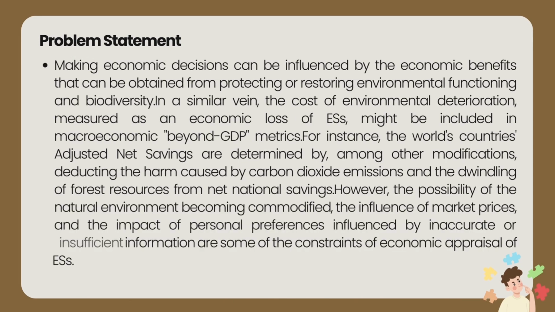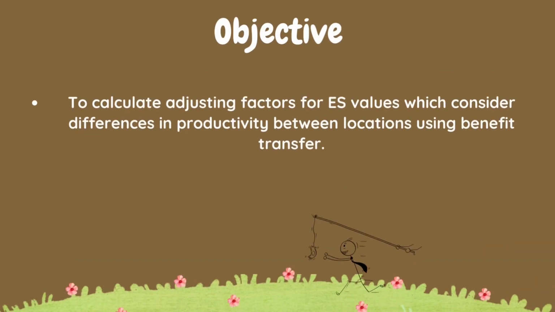In this case study, the problem statement is that the cost of environmental degradation is measured as an economic loss of ES, possibly included in macroeconomic beyond GDP metrics. The possibility of the natural environment being commodified, the influence of market prices, and the effect. The objective is to calculate adjusting factors for ES values which consider differences in productivity between locations using benefit transfer.